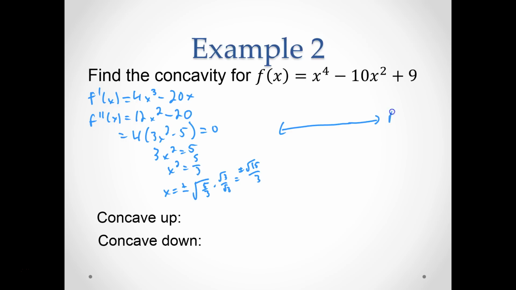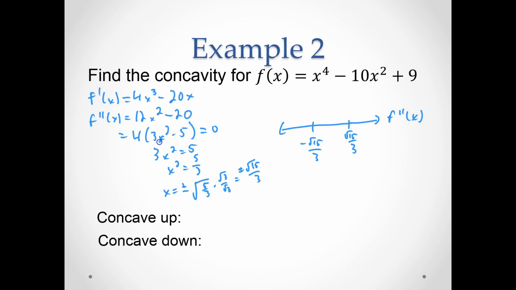Here is our f double prime of x. So we have negative root 15 over 3, which is almost negative 4/3. And then we have positive root 15 over 3, which is almost positive 4/3. So we're going to test some points before, between, and beyond here. If we try 0, 0 is smack dab in the middle.